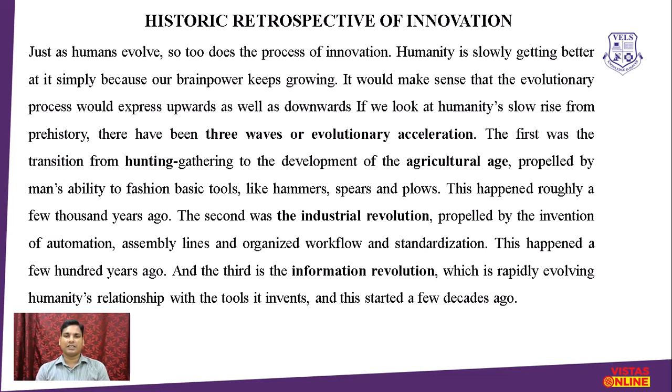Later they decided to go for agriculture. When agriculture took place, people started creating various tools, hammers, spears and plows. Because of this, they started cultivation. They were getting food grains to fulfill their hunger.